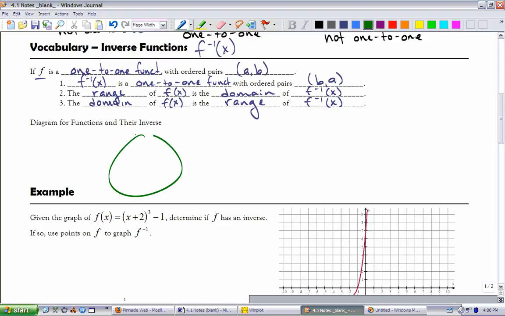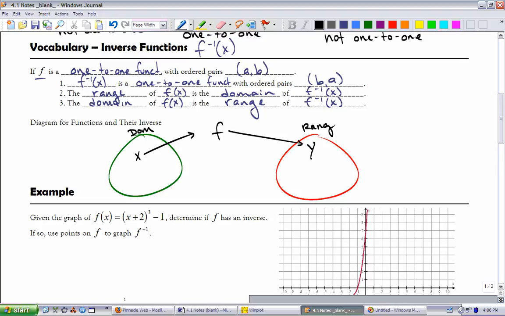I'll use some colors. If we use green as the domain of f and red as the output here, let's say that this is the domain of f. In other words, we put values from here. You put your a's or x's, if you want to think of it that way, into f, and you get out your y's. Okay, this would then be your range. Shouldn't be any news to anybody.